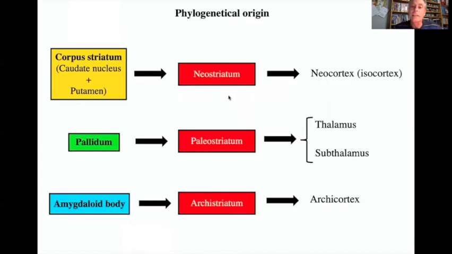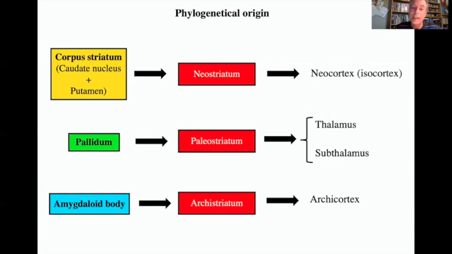So phylogenetically, these basal nuclei are divided into neostriatum, paleostriatum, and archistriatum. The neostriatum is formed by the caudate nucleus and the putamen, and they derive from a single nucleus that evolved close to the lumen, or to the ventricle, that was split by the internal capsule. And the neostriatum is closely related with the neocortex. The paleostriatum is the pallidum, and the archistriatum is the amygdaloid body.